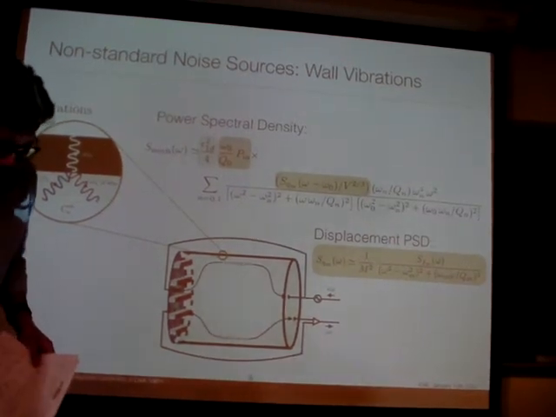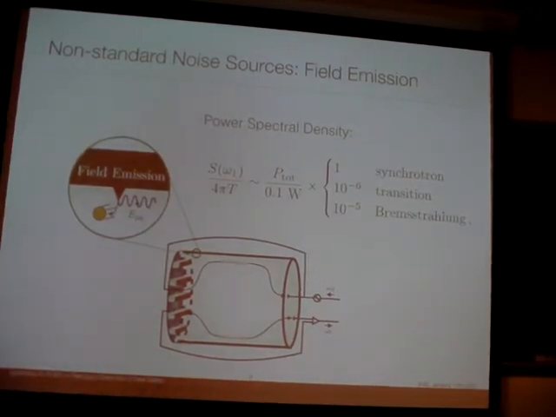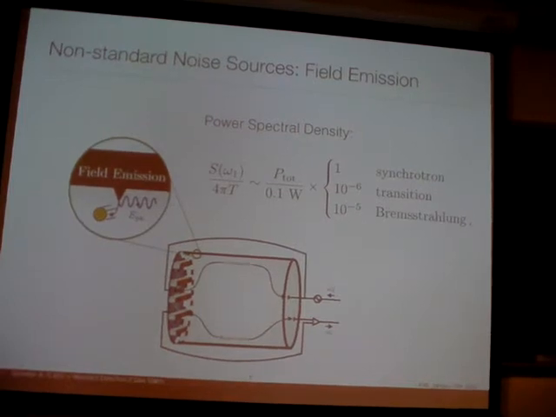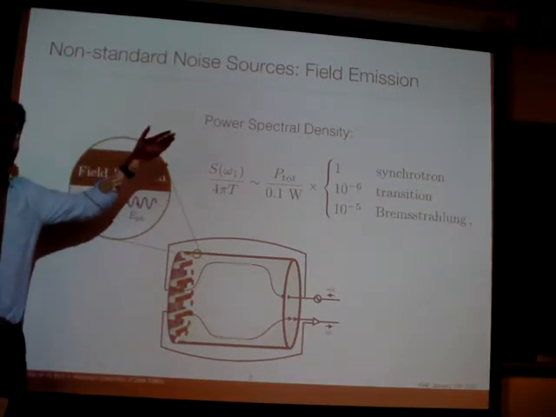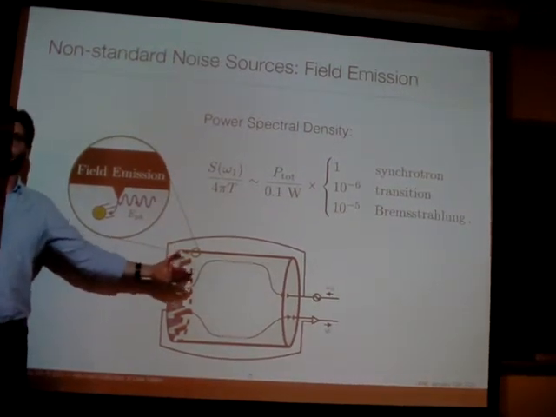Then another noise source, which is novel to this particular approach, is one that people who are familiar with accelerating RF cavities are also very familiar with, which is that of field emission. So this comes from the fact that when you design a cavity, whether it's for accelerating or for anything else, you have electric fields inside your cavity.